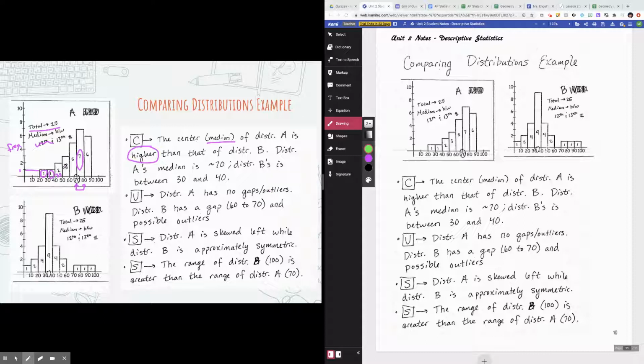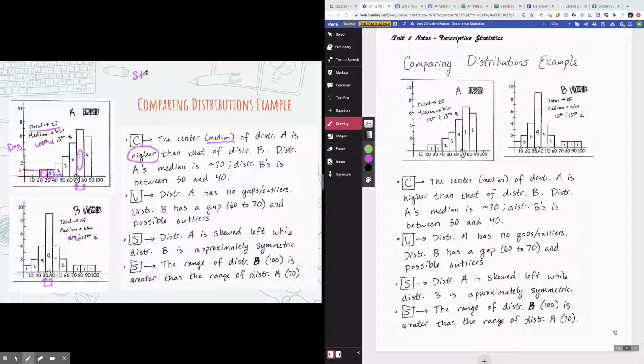So distribution A's median is between approximately 70, or you could say between 70 and 80. In distribution B, if I do the same thing, right, it has to be the 13th entry. So here's the first, second, third, fourth, fifth, sixth, seventh, eighth, ninth, 10th, 11th, 12th, 13th. So the 13th entry has to be in this bin. So somewhere between 30 and 40, right? So distribution A's median is approximately 70, or you could say between 70 and 80. And distribution B's is between 30 and 40. Okay, so note that I stated what the actual center was, and then I compared the centers, right?